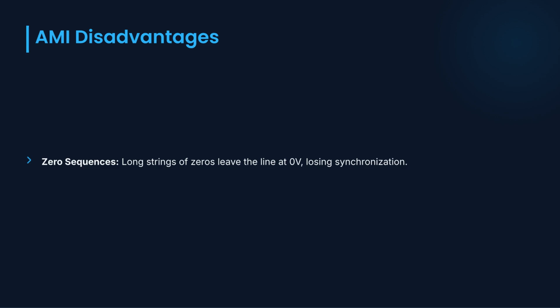A major disadvantage of AMI is the challenge with zero sequences. Long strings of zeros leave the line at 0 volts, leading to a loss of synchronization. Therefore, AMI is often paired with scrambling techniques.